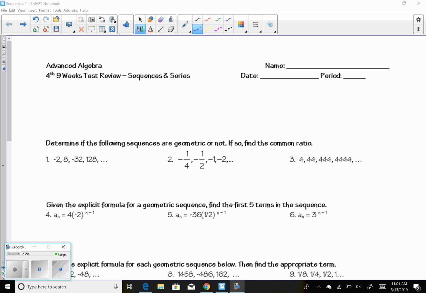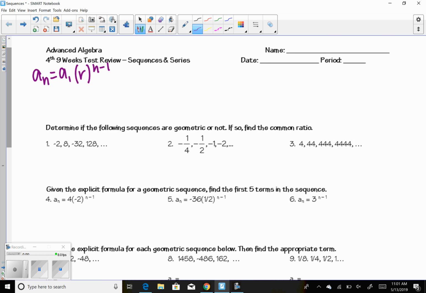So just a quick reminder, the explicit formula for a sequence is an equals a1 times r to the n minus 1, where a1 is the first term, r is the ratio, n is the term number, and an is just that term that you get for that term number n. Okay, so a geometric sequence is found when you have a common ratio, meaning you multiply by the same thing as you move from one term to the next.